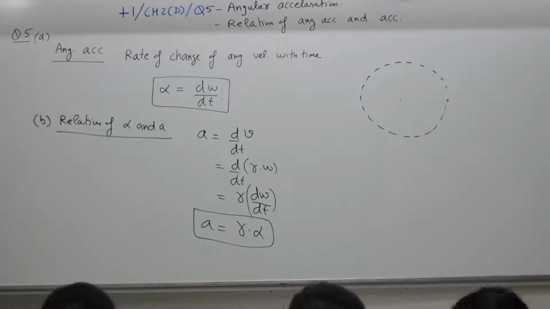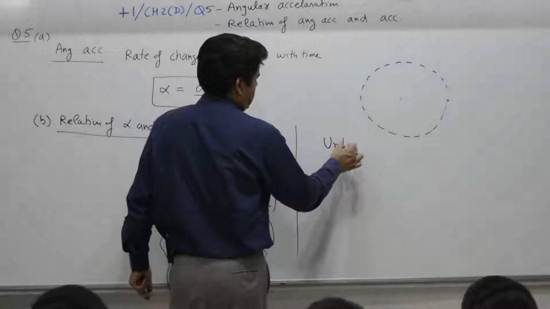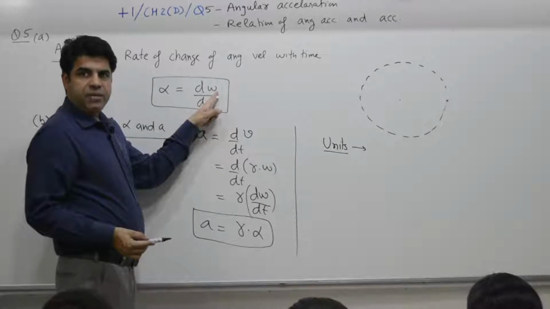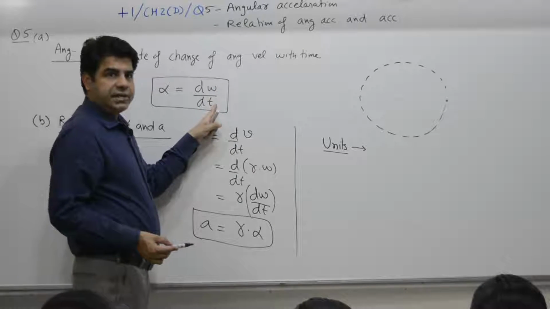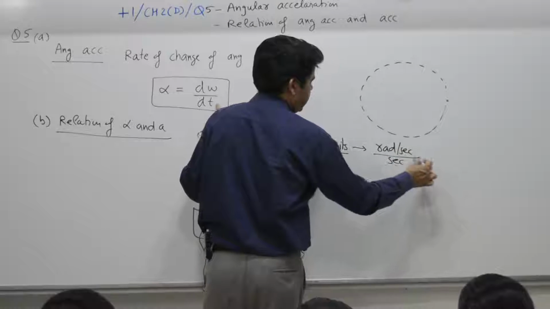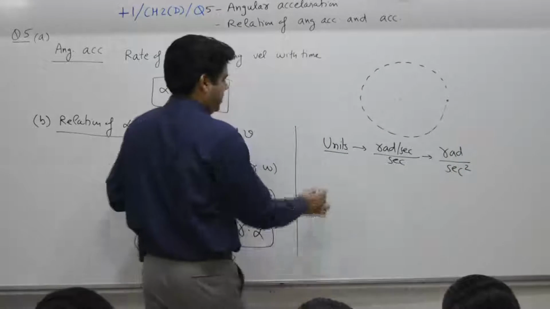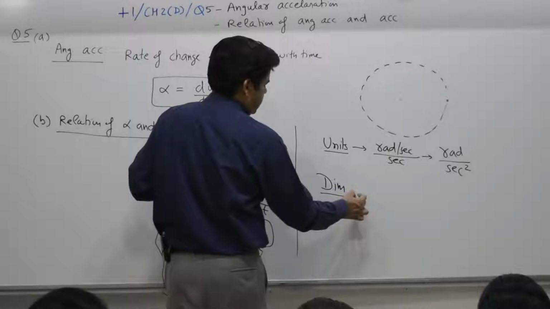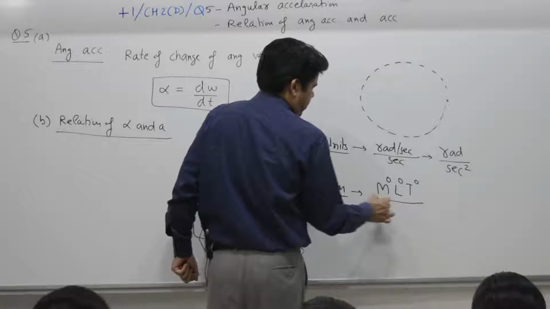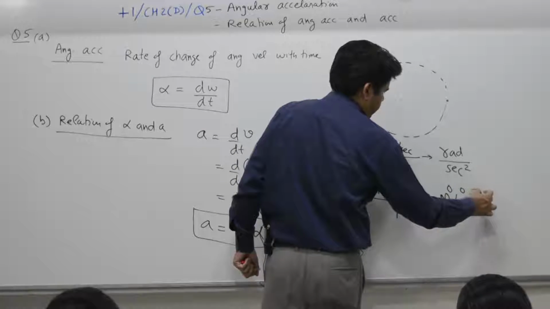Units. The SI unit for this: omega is angle per unit time, and this is per time, so it is radian per second divided by second. What you get is radian per second square. Dimensions: the dimensional formula for angle is M0 L0 T0, divided by time square, so T to the power minus 2.